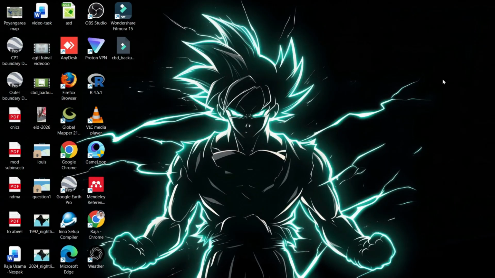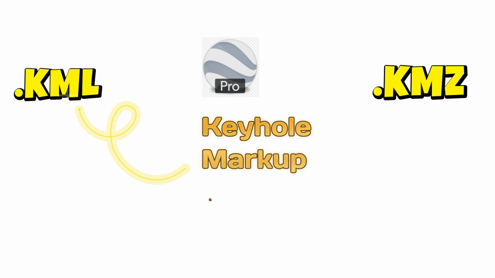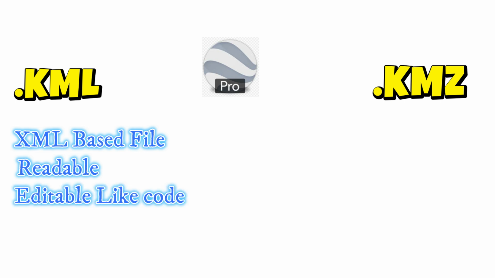In this tutorial, we will see what is the difference between KML and KMZ, the most common file formats in the world of GIS that you and me use in our daily lives. So KML means Keyhole Markup Language. KML is an XML based file. It is readable even in Notepad and you can also edit it like code.